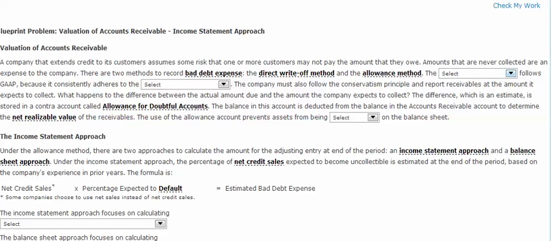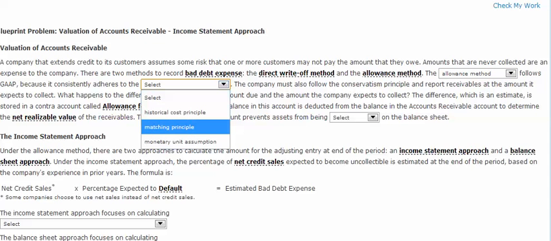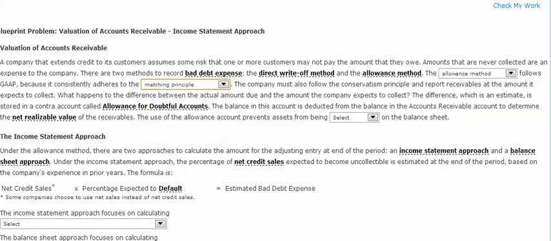The blank follows GAAP, that's the allowance method, follows generally accepted accounting principles, because it consistently adheres to the matching principle, where we are matching our sales with the bad debt allowance or bad debt expense. The company must also follow the conservatism principle and report receivables at the amount it expects to collect. In other words, the net realizable value or amount.